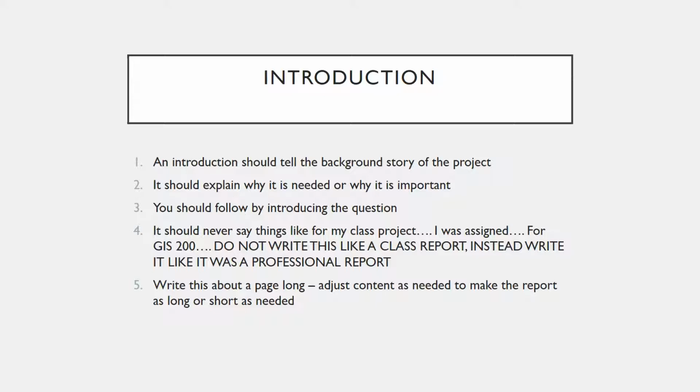This section in general should be about a page long. You can adjust the content as needed to make the report as long or short as you need. What I mean by this is aim at about a page when you write it, and if you need to, you can always go back and add more introduction material into the background. You can always go back and tell me more about why it's important. You can always go back and add a little more color in your language, add more clarity and clarifying sentences and that sort of stuff, and make it longer if in fact you need to make your paper longer.